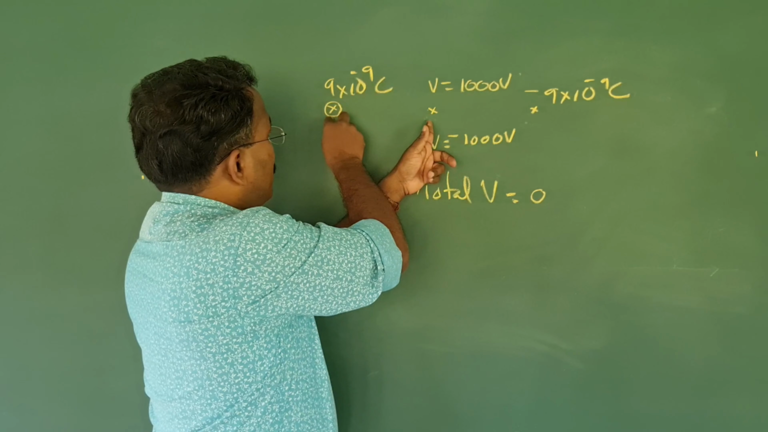Remember, it is perpendicular to the equipotential surface. It will be the same everywhere, wherever you are drawing it. That is, electric field intensity or electric field will be perpendicular to an equipotential surface. Write that also. Fourth property is, can two equipotential surfaces intersect?